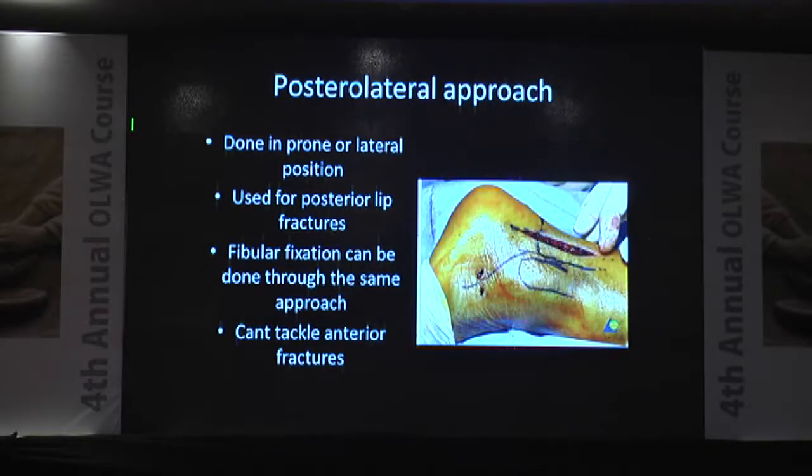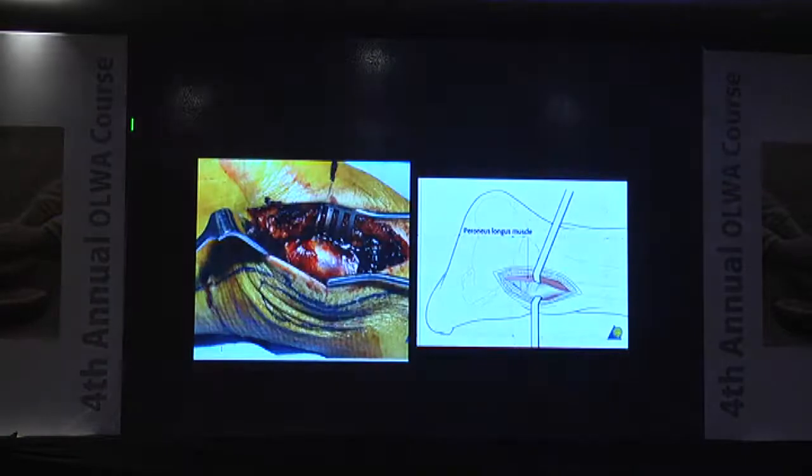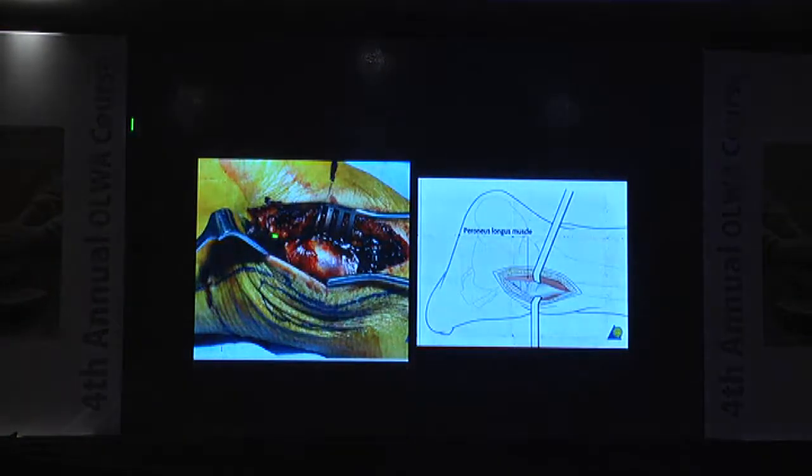It is useful for posterior lip fractures. Fibular fixation can be done through the same approach, but it can't tackle the anterior fractures. So you take an incision which is midway between the tendo Achilles and the lateral malleolus, and when you lift the peroneal tendons medially, your lateral malleolus is exposed.